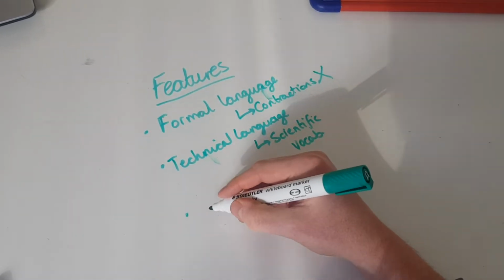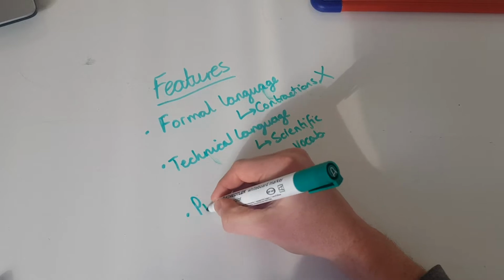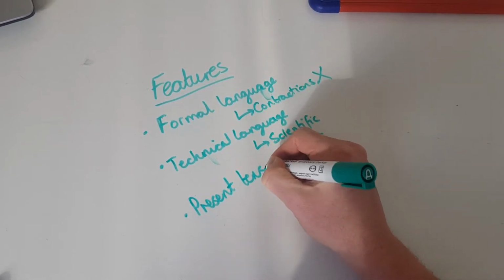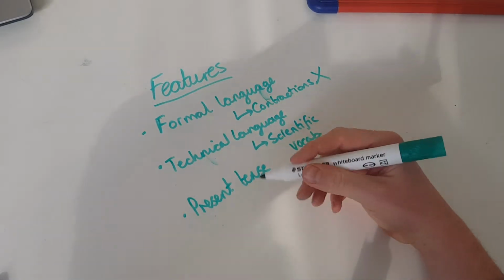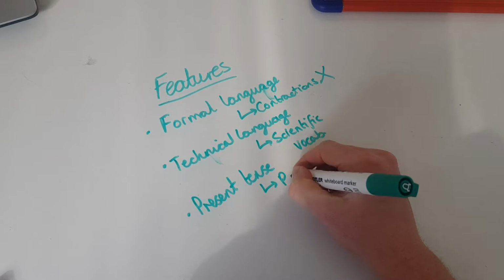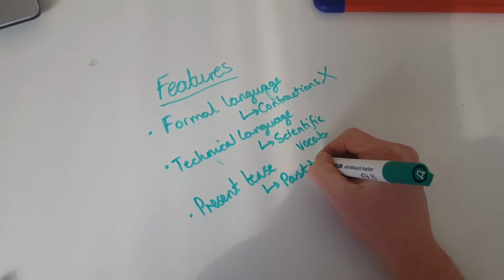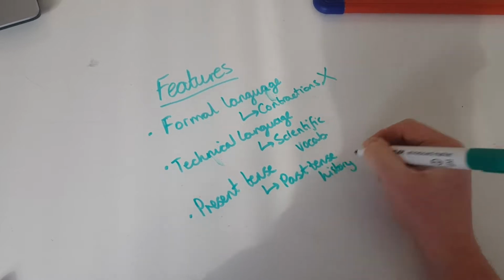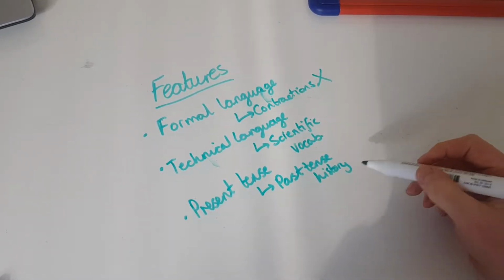What tense is it written in then? It's actually written most of the time in present tense, because you're informing someone of something that is now. But you could also have bits where you've got past tense, because we might be talking about the history of something, in this case the history of the Great Barrier Reef.